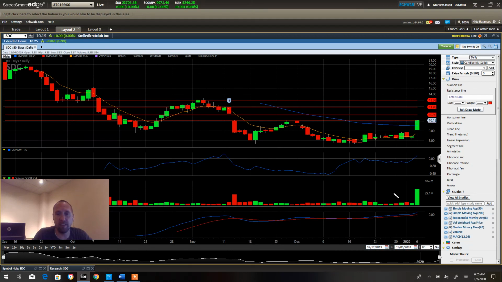What's going to be the key? Volume. We have to have steady volume. Okay? We have to have volume like this. So, SDC, great trade, team at TTG yesterday, and also on watch again today.